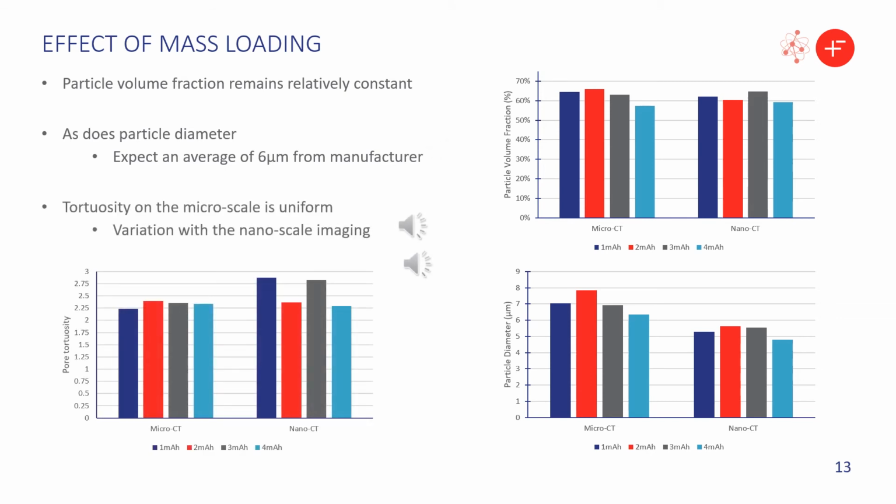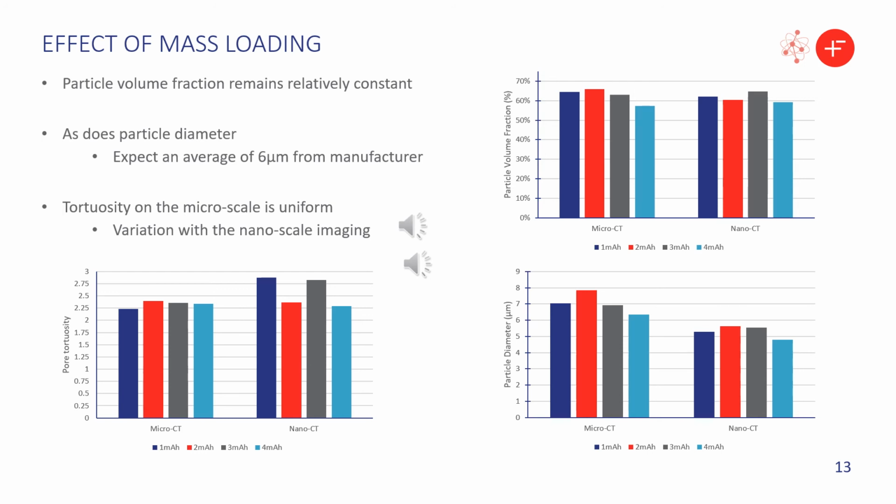Finally, the tortuosity can be calculated using the MATLAB plugin TauFactor. Doing so gives an indication of the transport properties of each electrode, with the micro CT data showing very similar results across each sample. The nano CT data shows significantly more variation, potentially due to the choice of volume chosen, and the inclusion of micropores within the particle increasing.